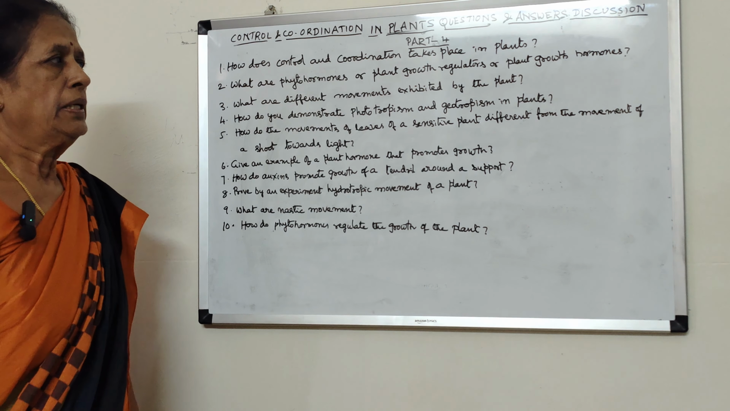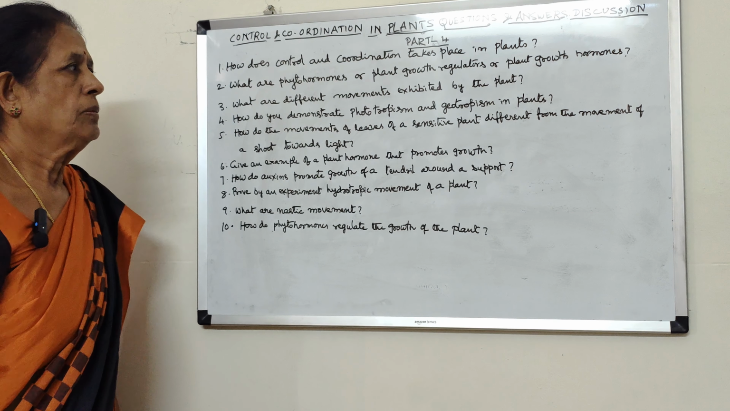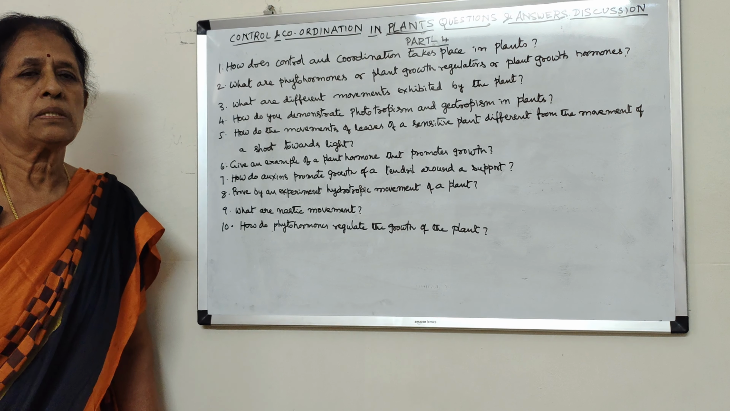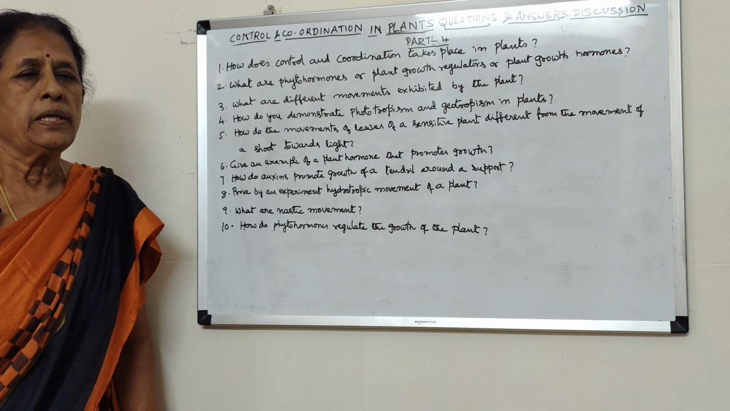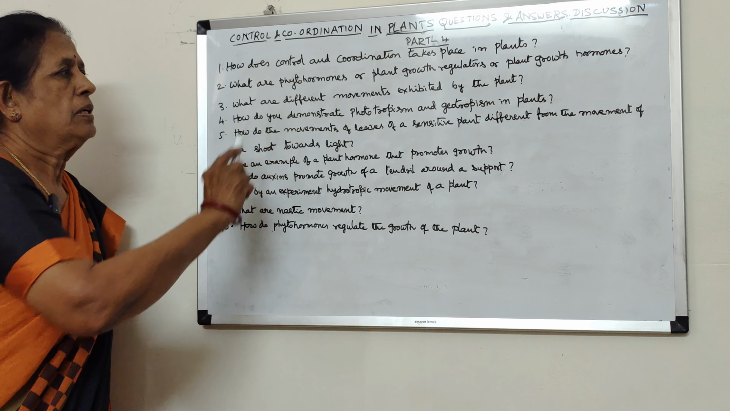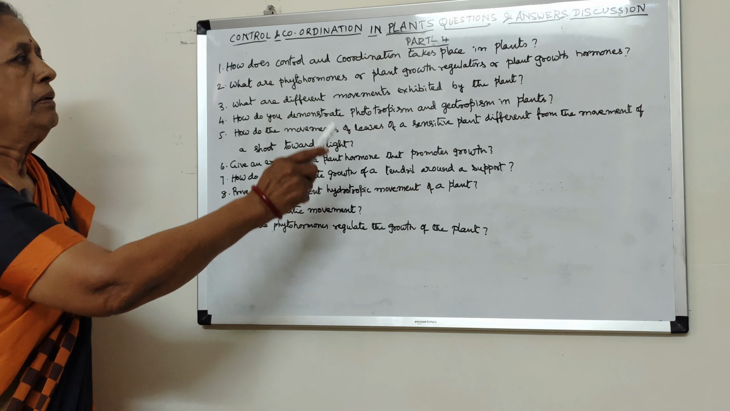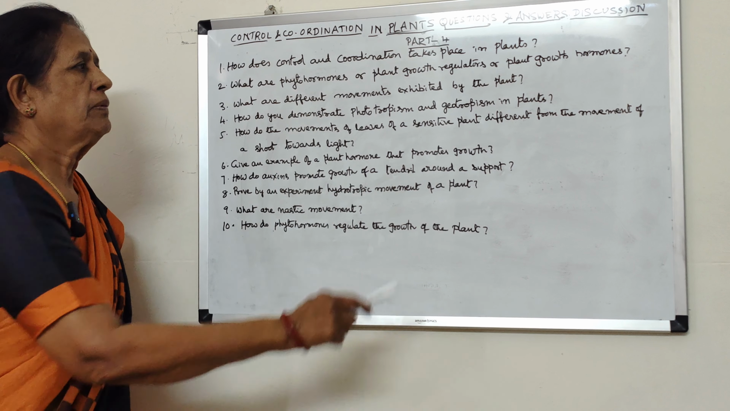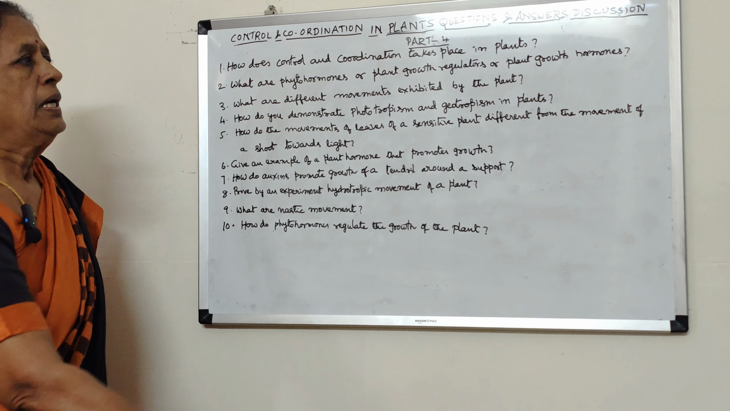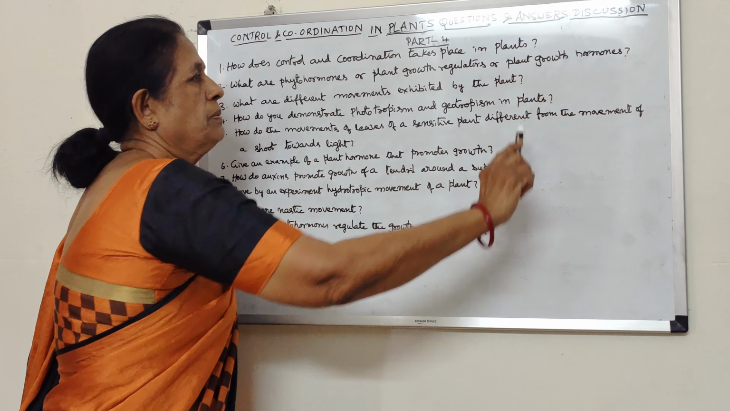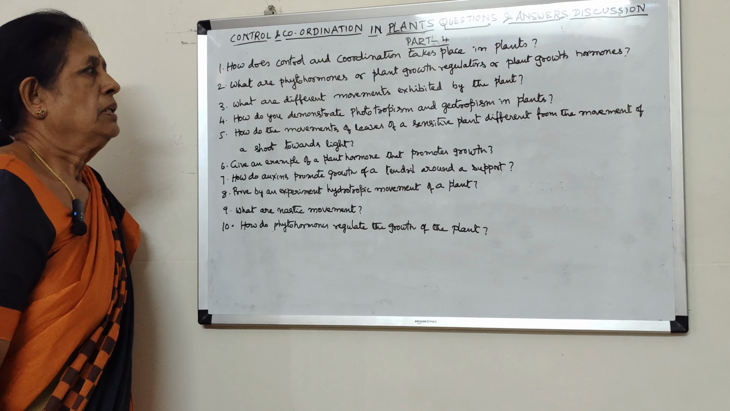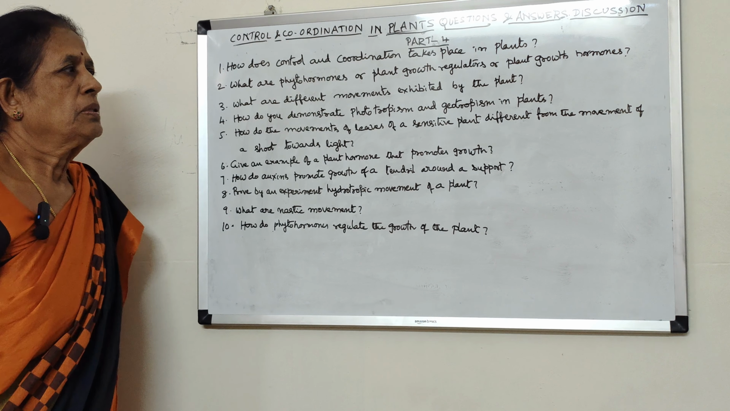And what are phytohormones? They are plant growth regulators or plant growth hormones. The chemical substances that are produced in different parts of the plant regulate the growth of the plant. Phyto means plants, hormones means chemical substances, and so they are called phytohormones. Because they regulate the growth of the plant, they are called plant growth regulators. And because they are hormones, chemical substances which control the growth, they are called plant growth hormones.